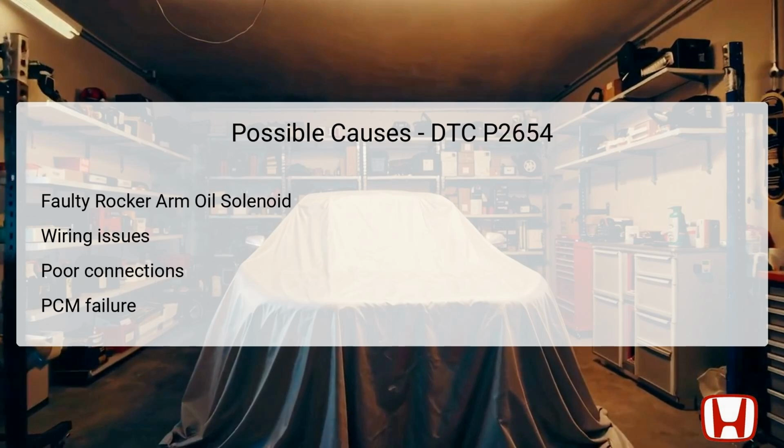to high voltage conditions. Poor connections between the solenoid and the powertrain control module, PCM, can also trigger this DTC since they fail to maintain optimal contact, causing intermittent or confirmed failures. Lastly, a malfunctioning PCM could misinterpret data signals, incorrectly coding the solenoid circuit as high voltage. Each of these causes requires thorough checks during the diagnostic process.